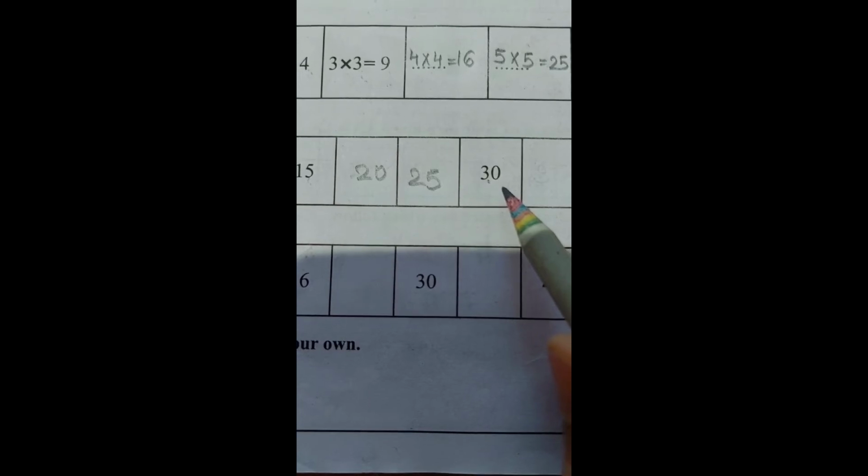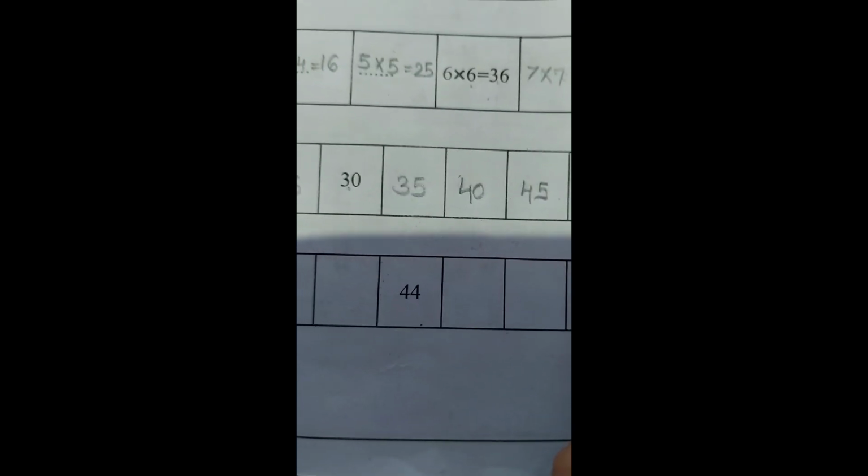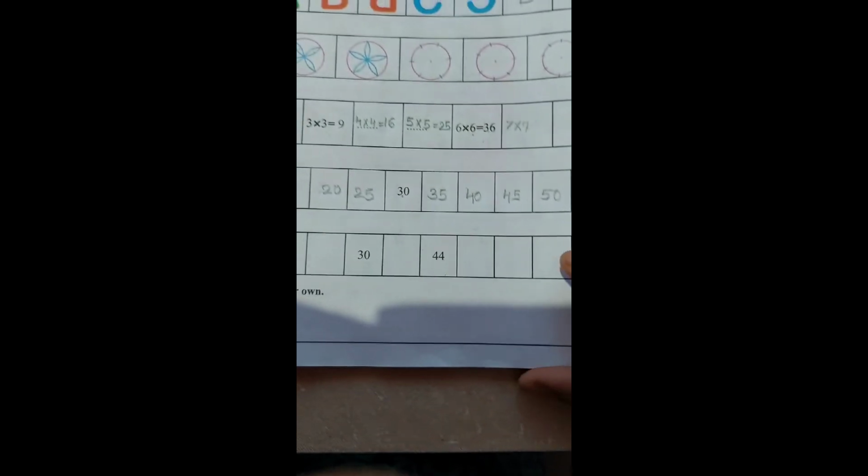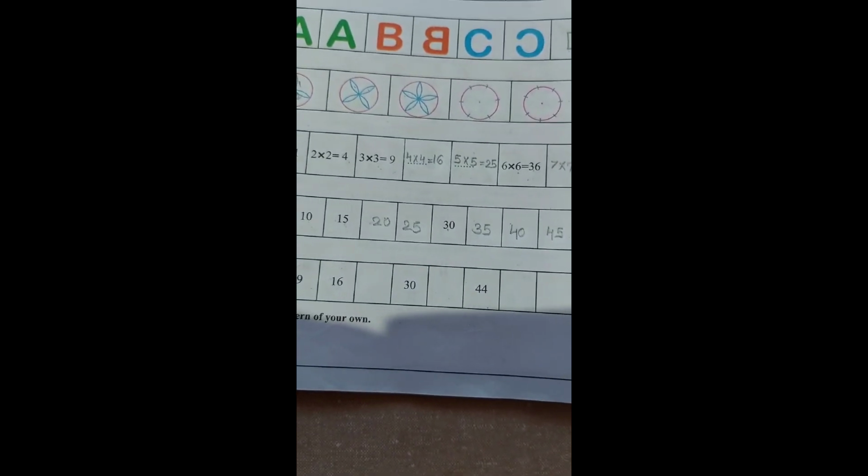Yes, we are getting it right. So next will be 35. 5 7s are 35. 5 8s are 40. Next is 5 9s are 45. 5 10s are 50. And 5 11s are 55. I hope you understood how to complete your pattern.